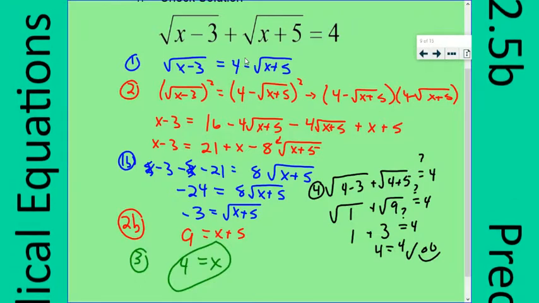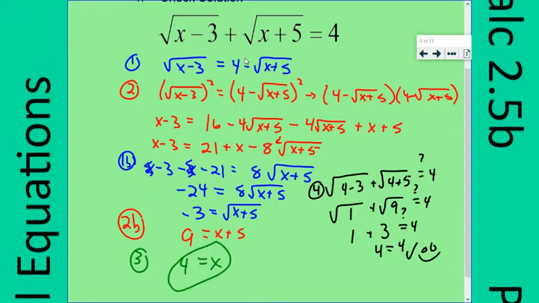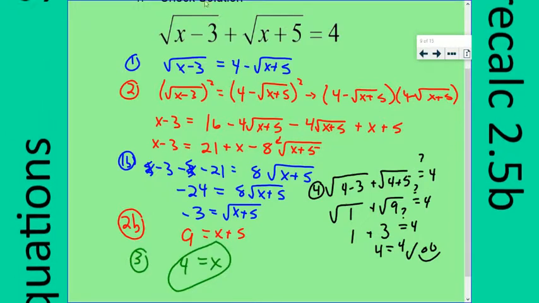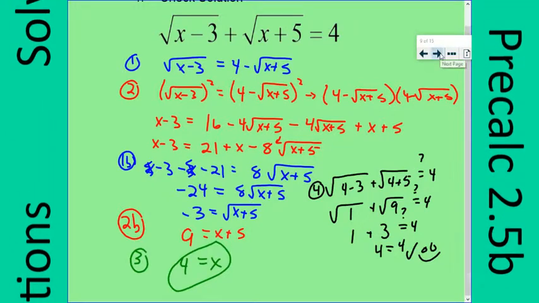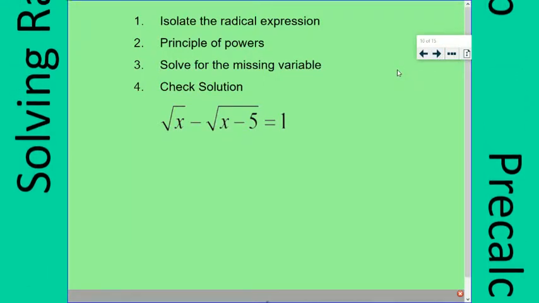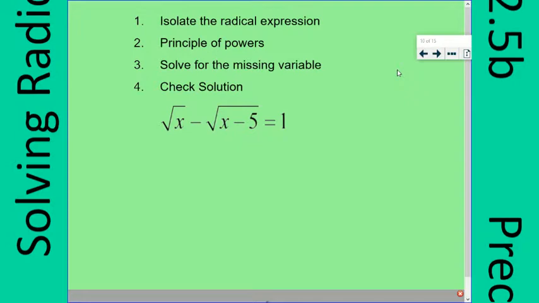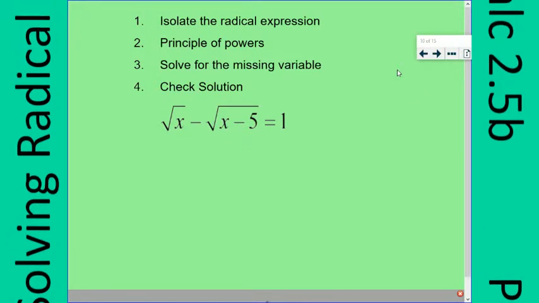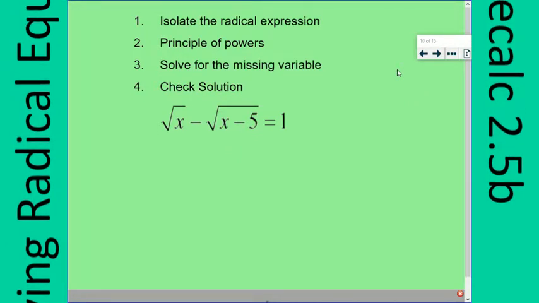Okay? So, using those ideas, I would like for you to try this one on your own. Try this one on your own, and then pause the video and come back, and I'll have a solution for you after you have paused the video. Okay? Go ahead and pause right now.